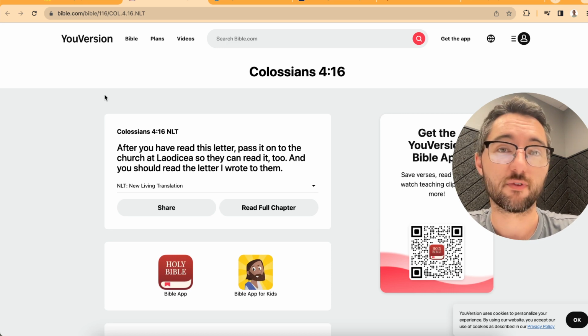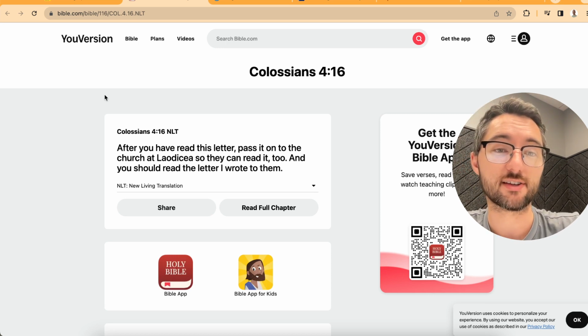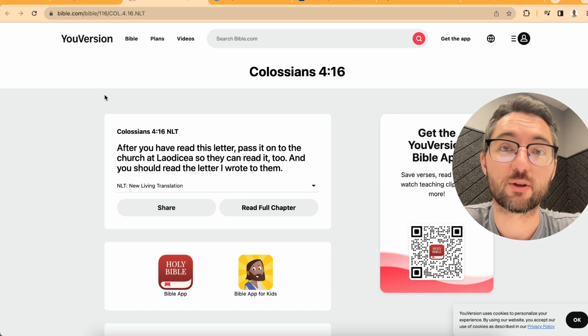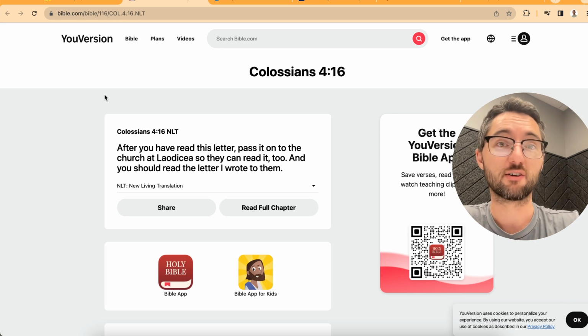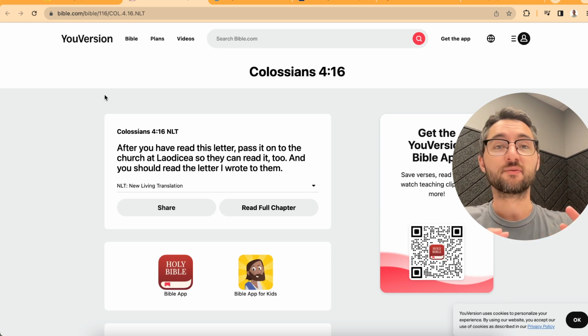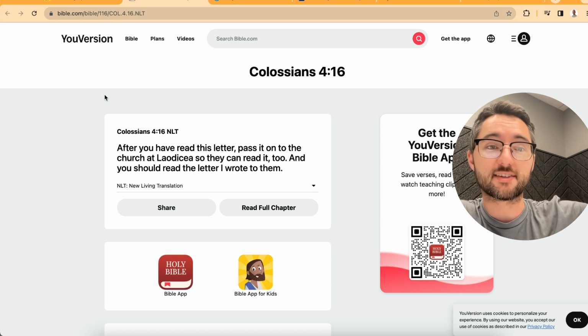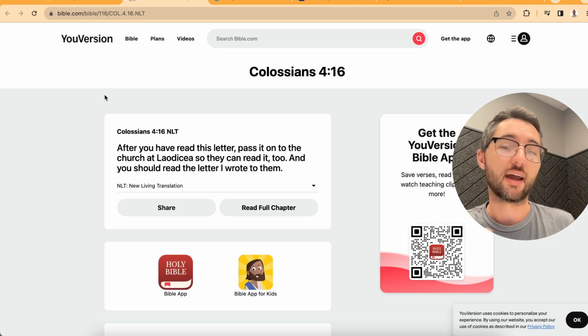But here's Colossians 4:16 from Paul. "After you have read this letter, pass it on to the church at Laodicea so they can read it too, and you should read the letter I wrote them." Okay, so what's going on here? I'm pulling this verse totally out of context, but the point is that Paul is talking to a specific group of people very clearly that are in Colossae, and then he's saying, hey, take this letter that I'm writing to you and walk down to Laodicea and give that letter to them. They're going to have a letter for you. I want you to bring it back and bring it with you.